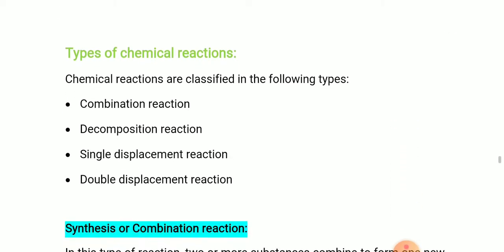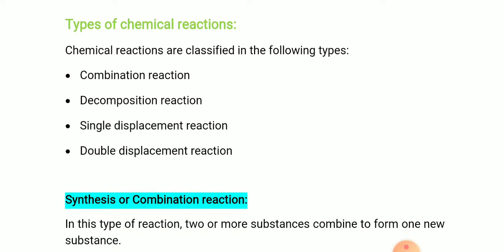Now, types of chemical reaction. Chemical reactions are classified into the following types. First, combination reaction, or direct combination, or synthesis reaction. Second, decomposition reaction. Third, single displacement reaction. And fourth, double displacement reaction.